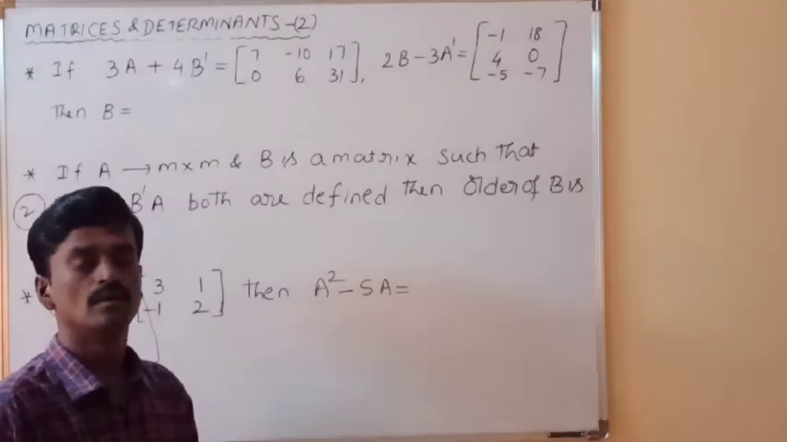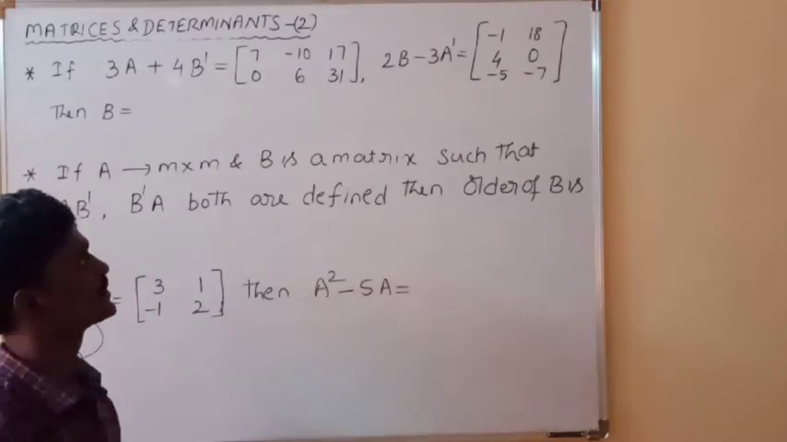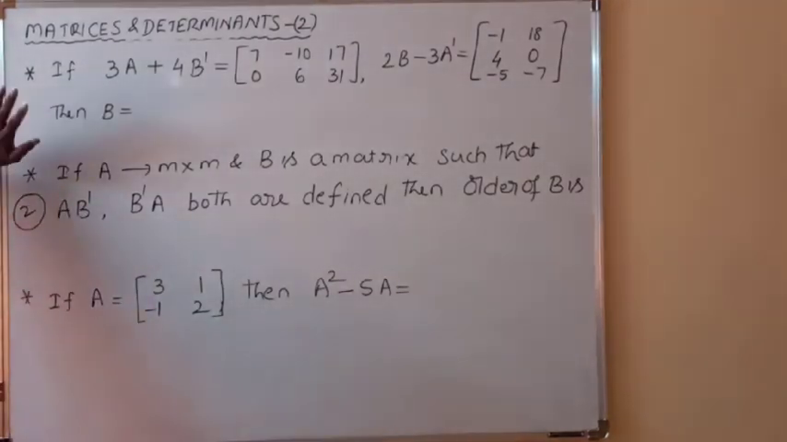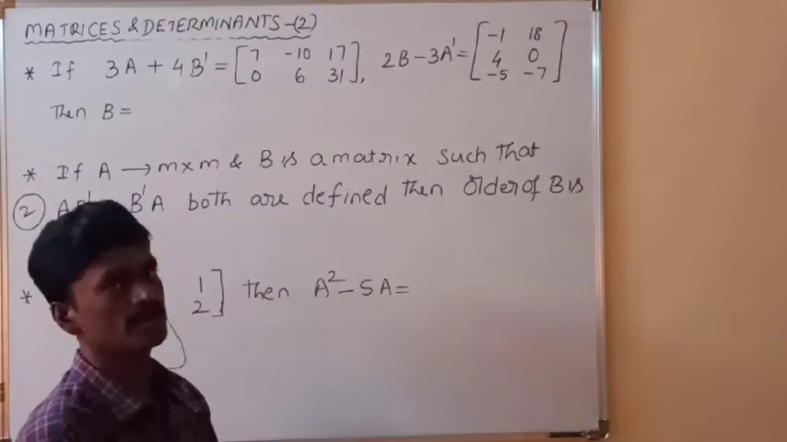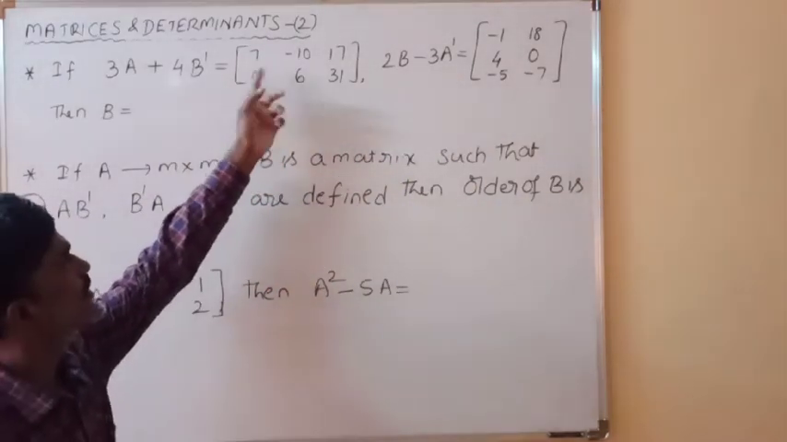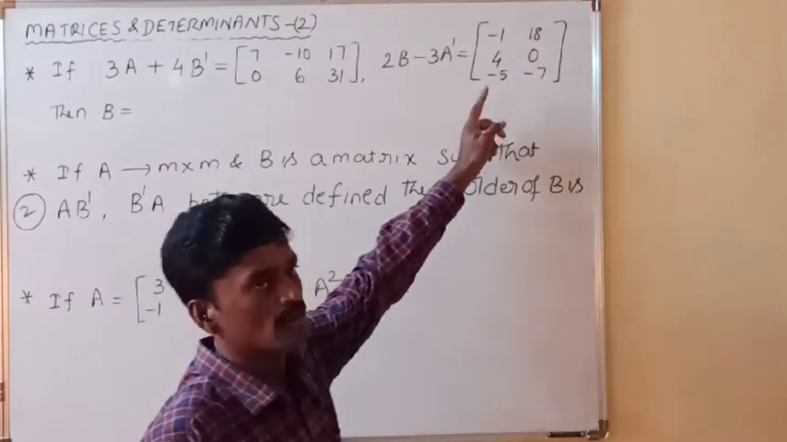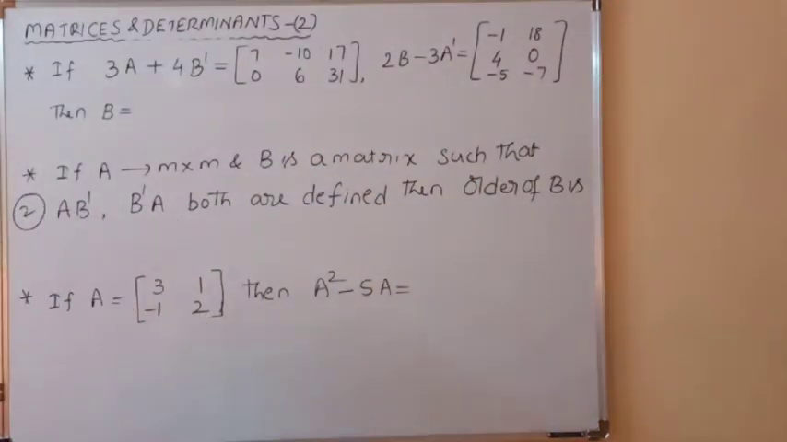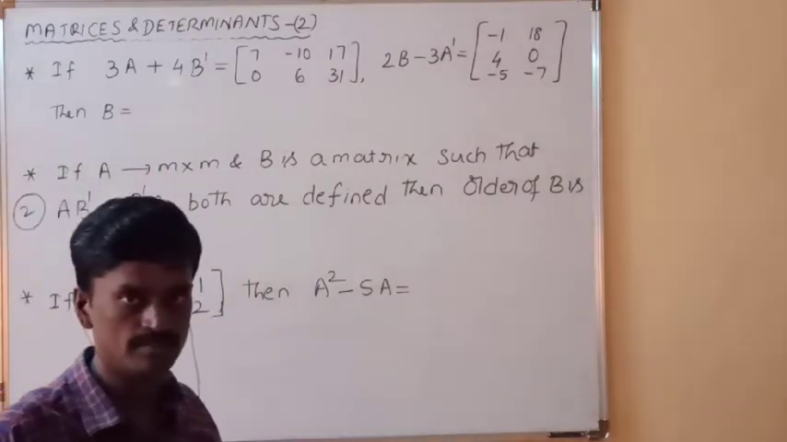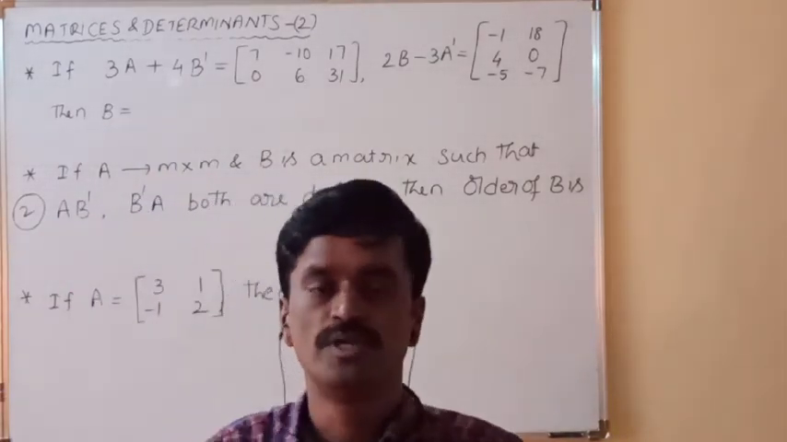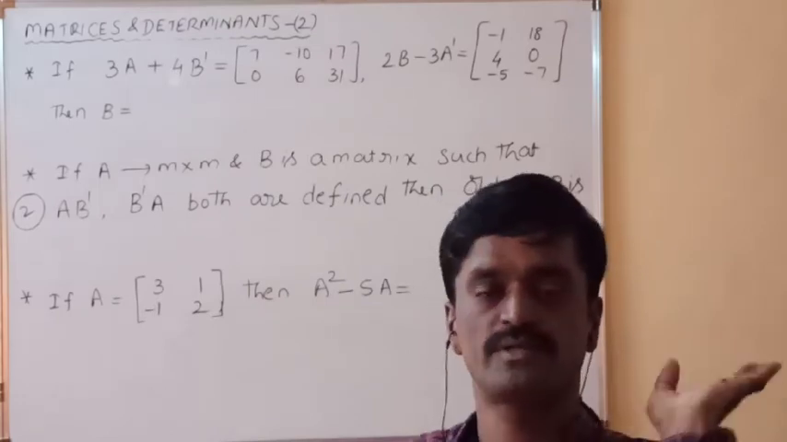Okay. So look at the next set of problems. A very simple problem. This is the first problem. 3A plus 4B dash is a matrix given, and 2B minus 3A dash is another matrix given. So this is a 2 by 3 matrix, and this is a 3 by 2 matrix. We have to solve these two equations and find only the matrix B. So you have to concentrate on the matrix B.